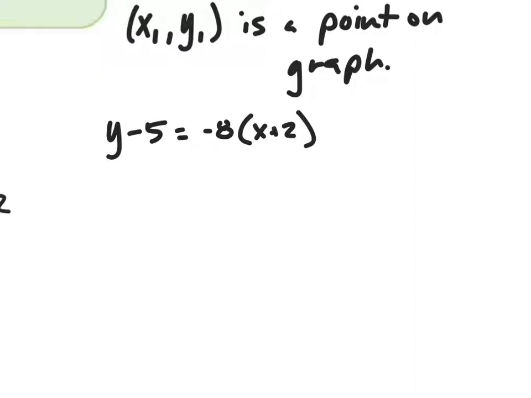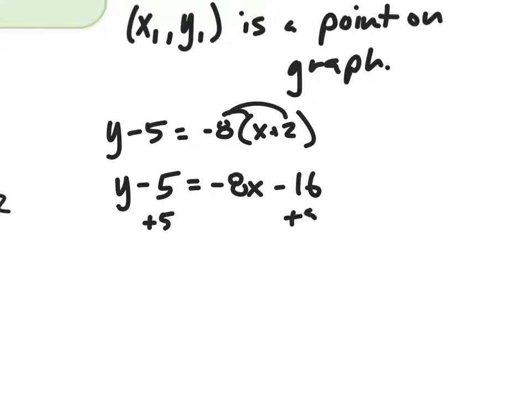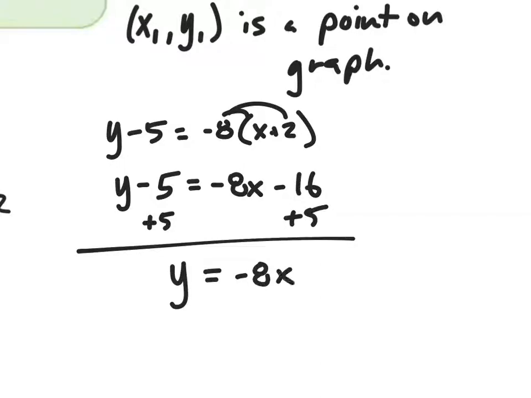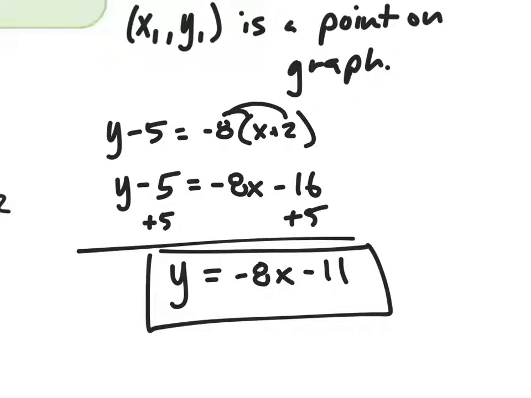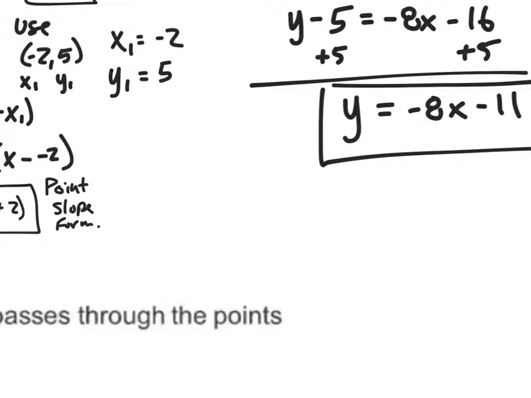So I'm going to solve this equation for y. I'm going to distribute my -8 into both terms. So I get y minus 5 is equal to -8x minus 16. And then I'm going to add 5 to both sides. And so I get y is equal to -8x minus 11. And that is our answer in slope-intercept form. Now, what we have to understand, this is slope-intercept form.